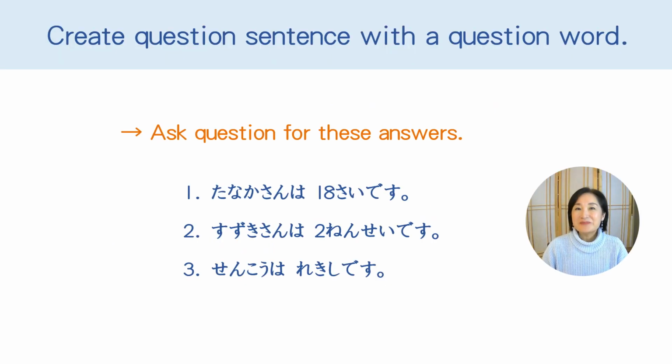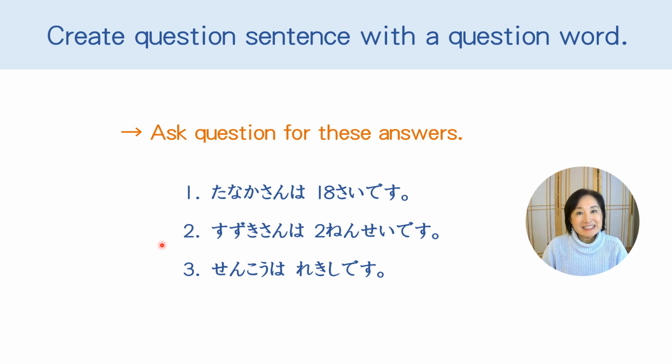Now lastly, before I let you go, I want you to create question sentences with a question word. Let's pretend that you received all of these responses, and I'd like you to ask a question for these answers. So let's say you get a response as 田中さんは18歳です。What question did you ask? Please ask me. そうです。田中さんは何歳ですか? Good job.